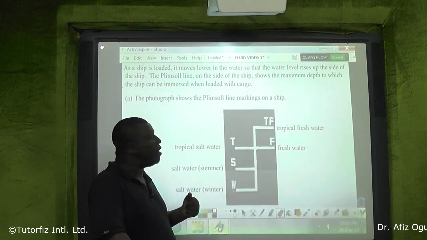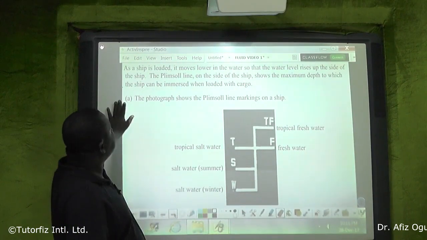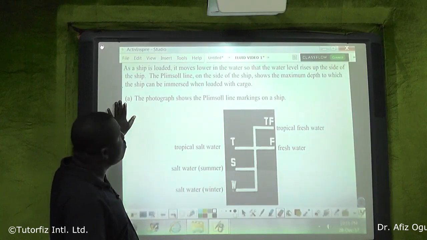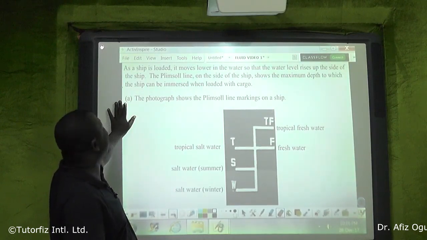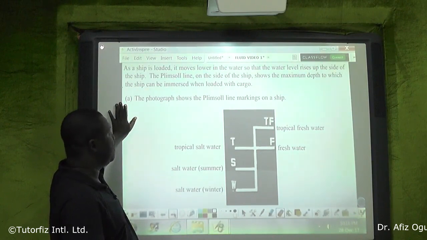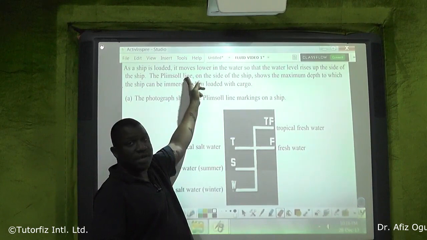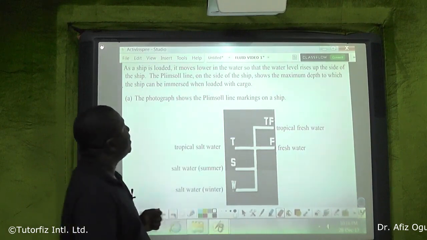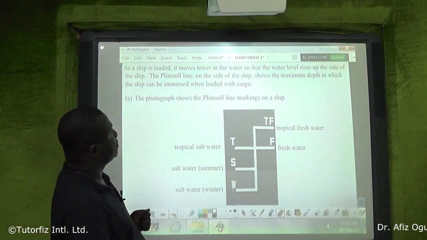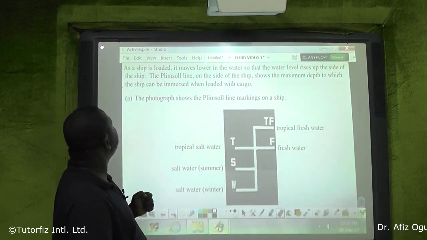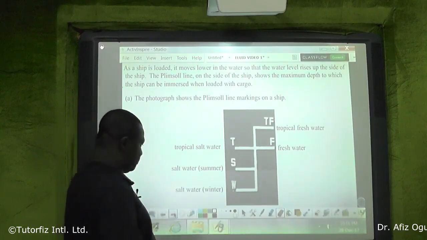Now, as a ship is loaded, it moves lower in the water so that the water level rises up the side of the ship. The Plimsoll line is one of the things I discussed in that video. Plimsoll lines on the side of the ship show the maximum depth to which the ship can be immersed.